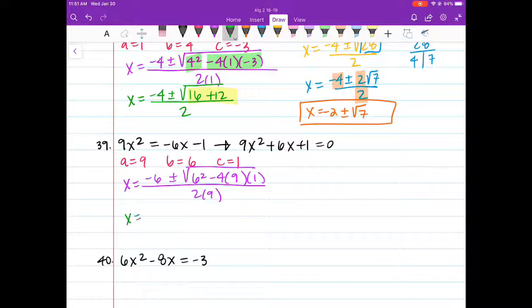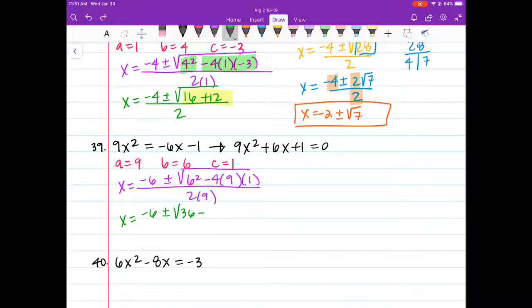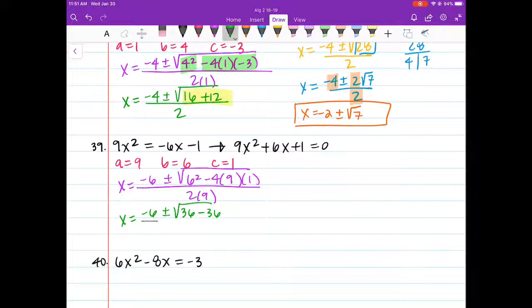So I have x equals negative 6 plus or minus 6 squared is 36. And then negative 4 times 9 times 1 is negative 36. This will be interesting. All over 2 times 9 is 18. Now I say this is interesting because under my radical I have 0. So remember that the term that you get under the radical is also called your discriminant. So our discriminant for this, b squared minus 4ac, is 0. When our discriminant is equal to 0, we know automatically that we are going to have one real solution. So that's what we'll expect going forward when we solve.